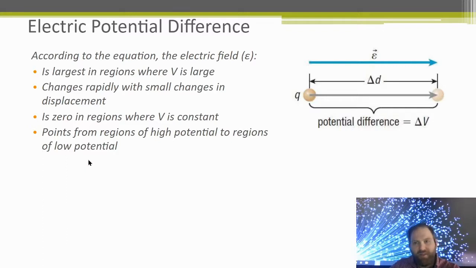So if we think back to that equation and the other equations in the past, we can sum up the following about the electric field. About epsilon, it's greatest where the electrical potential difference is greatest. It changes rapidly based on small changes in displacement because displacement is the denominator in the equation. It's 0 in regions where electrical potential is constant, because if electrical potential is constant, then the difference is 0 and we get a 0 in the numerator. And then it points from regions of high potential to regions of low potential. That becomes important in an example we'll do, where we think about what's happening before we try to start solving the example.